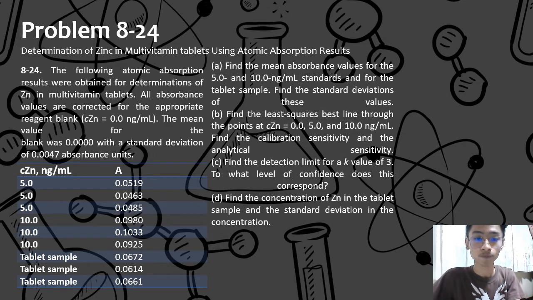We will be computing for A, find the mean absorbance values for the 5 and 10 standards and for the tablet sample. Find the standard deviation of these values. Next, find the least squares best line through the points at concentrations of 0.0, 5.0, 10.0. Find the calibration sensitivity and analytical sensitivity. Find the detection limit for a K value of 3. To what level of confidence does this correspond? Lastly, find the concentration of zinc in the tablet sample and the standard deviation in the concentration.